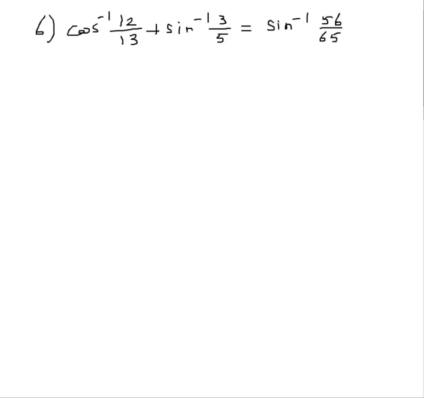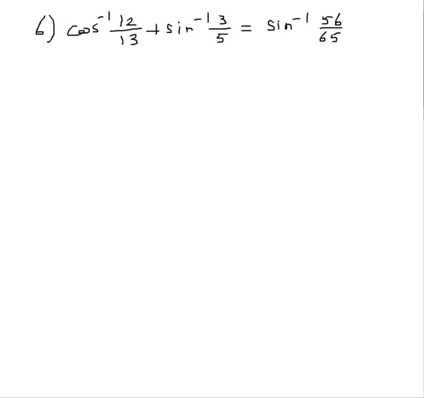Question 6. Prove that cos inverse of 12 by 13 plus sin inverse of 3 by 5 is equal to sin inverse of 56 by 65. So we can use the same previous questions method, changing it in terms of tan inverse and using tan inverse of x plus tan inverse of y formula, or we may use substitution. I will explain substitution method for this.